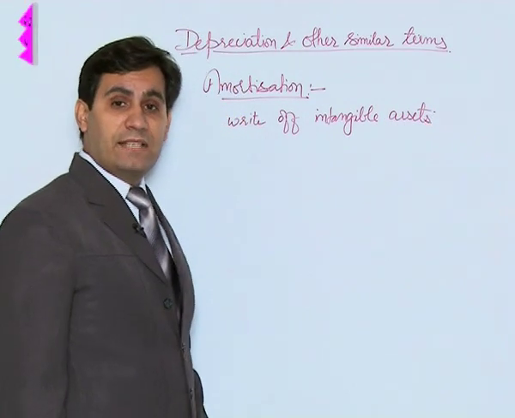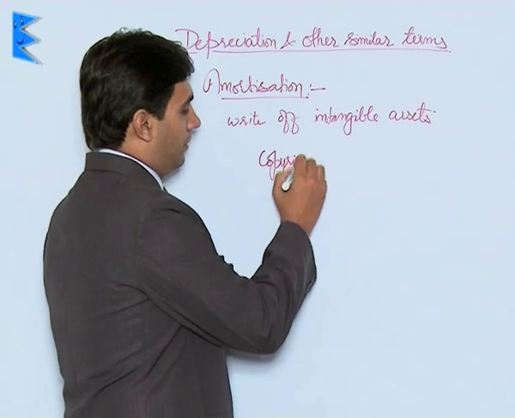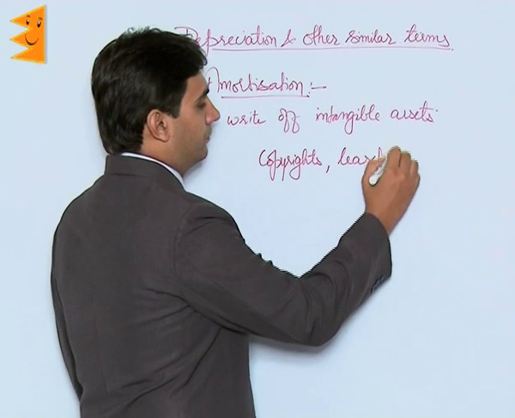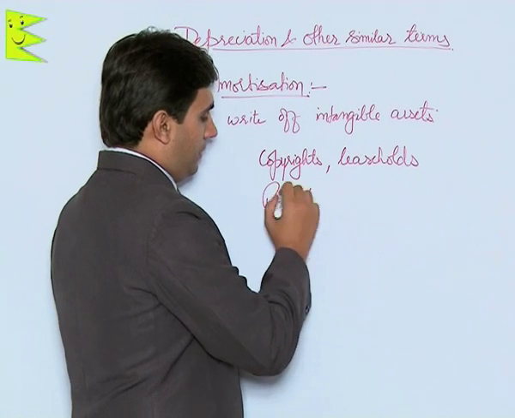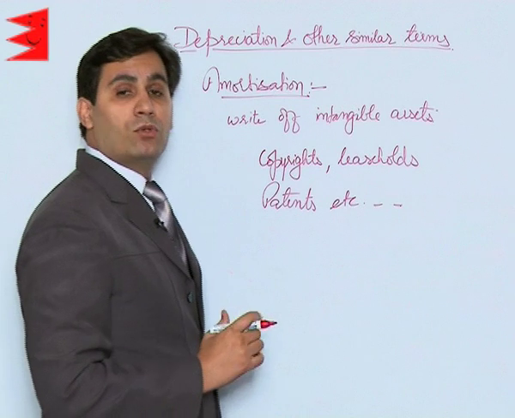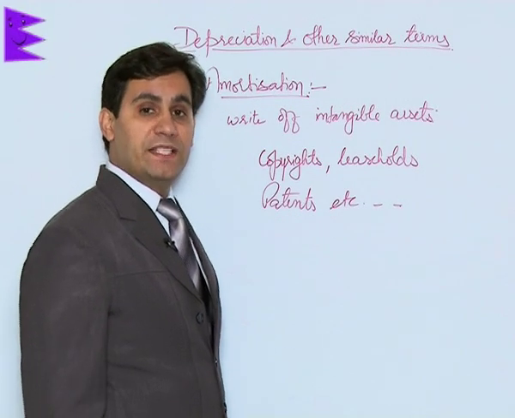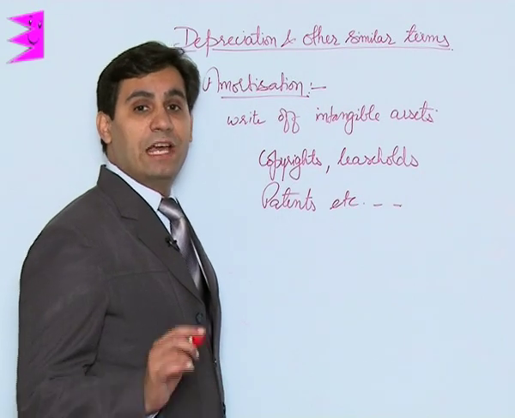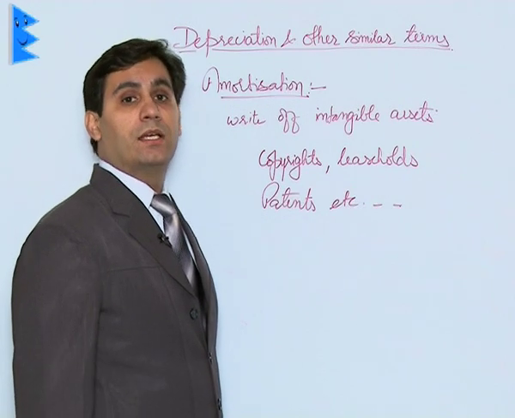Intangible assets means assets of types like copyrights, leaseholds, patents, etc. Now these are the assets which do not have physical existence. Since they do not have physical existence, physical use is not possible. So in such cases, when their value is written off or their value is reduced, it is referred to as amortization.